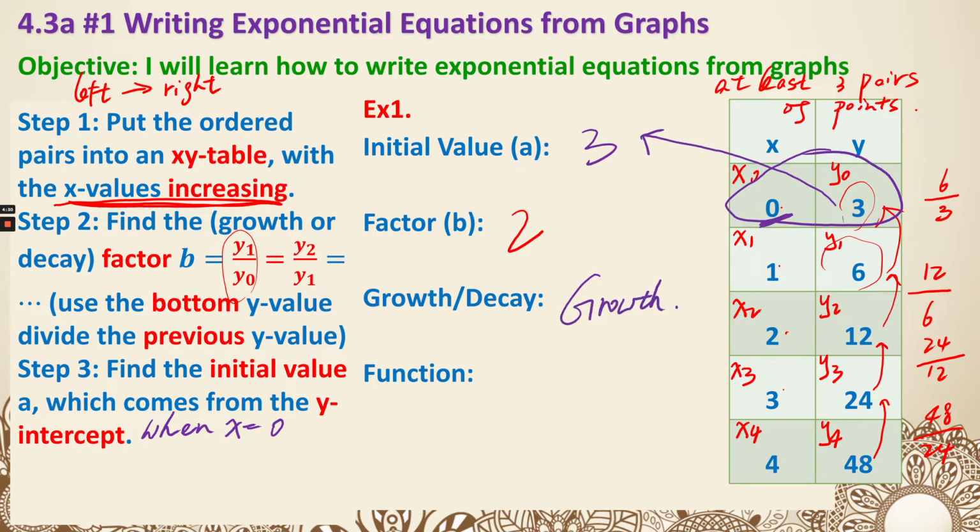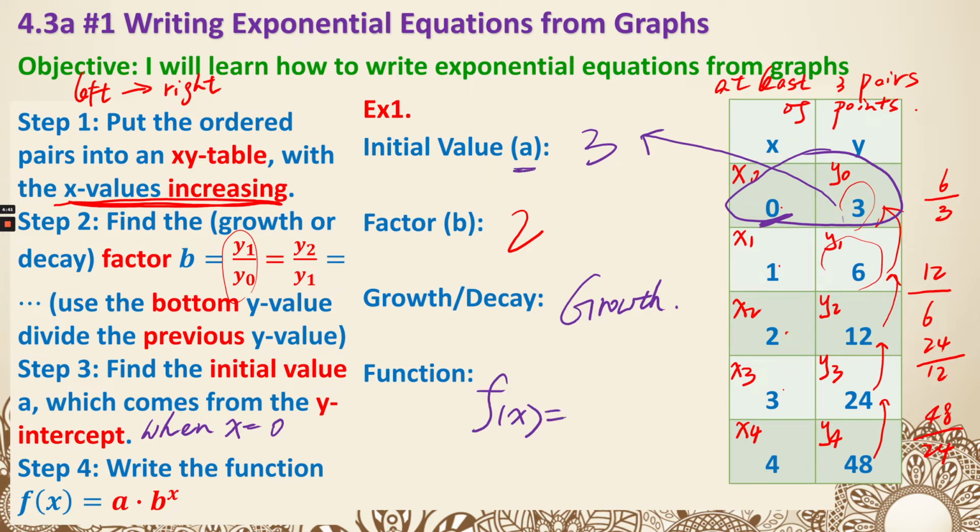Lastly, we are going to write the function as f of x equals a times b to the x power. F of x equals my a is 3, and my b is 2. And there's example 1. So you are basically using a ratio to find a factor, and the y-intercept is going to give you the initial value. If the y's are increasing, it's going to be growth. If it's decreasing, it's going to be decay. But this, again, is based on having x values increasing.